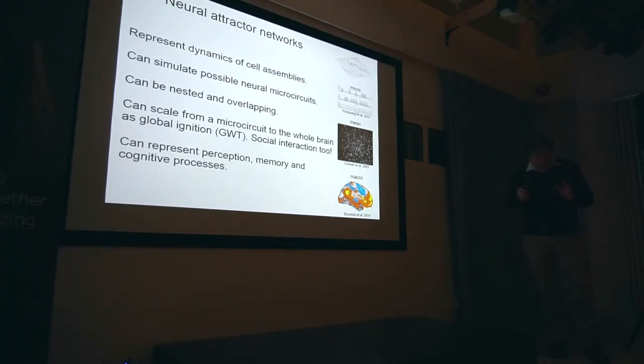I mean, you can have a microcircuit in a small piece of cortex that can act as an attractor, and you can have attractors within attractors within attractors. And one theory goes that the whole brain can activate as an attractor, as global ignition, and that may represent a conscious event when it's active globally. But even beyond individuals, you can have social attractors. Conversation, opinion dynamics is also a kind of attractor. So these attractors can represent perception, processing, memory, and cognitive processes.